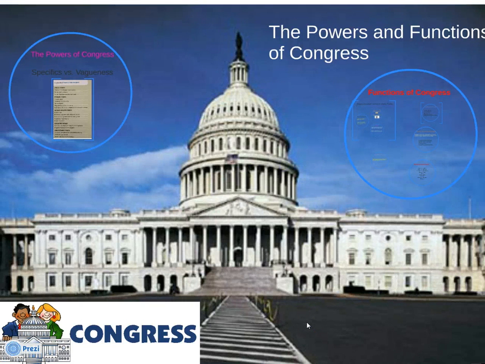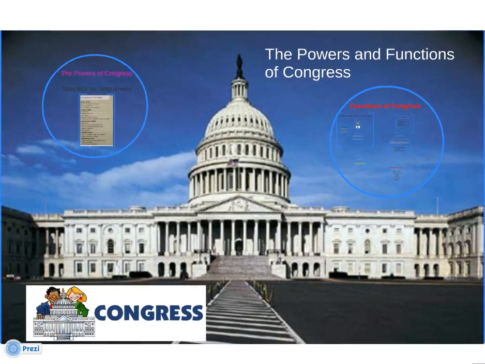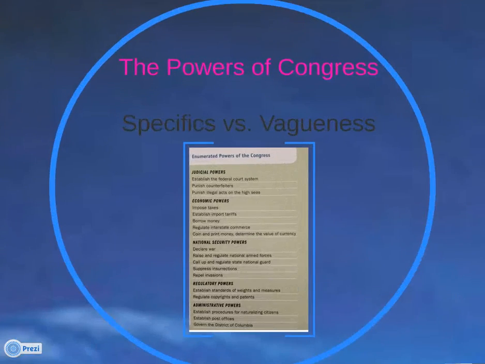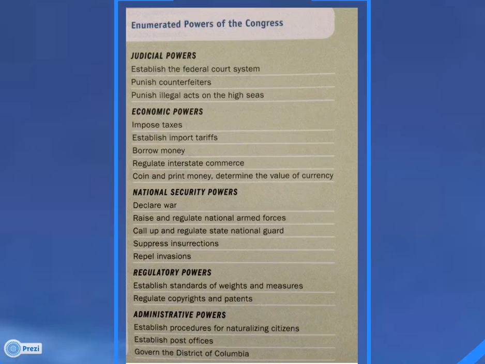Welcome to our discussion on the powers and functions of Congress. The primary source of congressional authority in the U.S. is the Constitution. If you look at this table, the Constitution enumerates, or lists, to Congress a number of different powers.